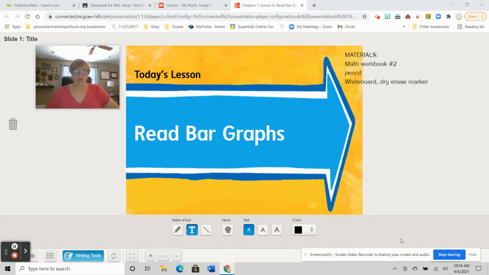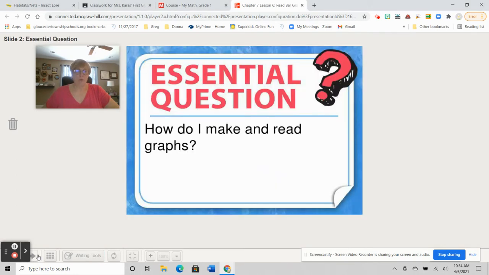Okay, so today for Chapter 7, we are doing Lesson 6, and it is reading bar graphs. Reading bar graphs. All right, let's move on. Okay, and of course, we are working on the essential question, how do I make and read graphs?